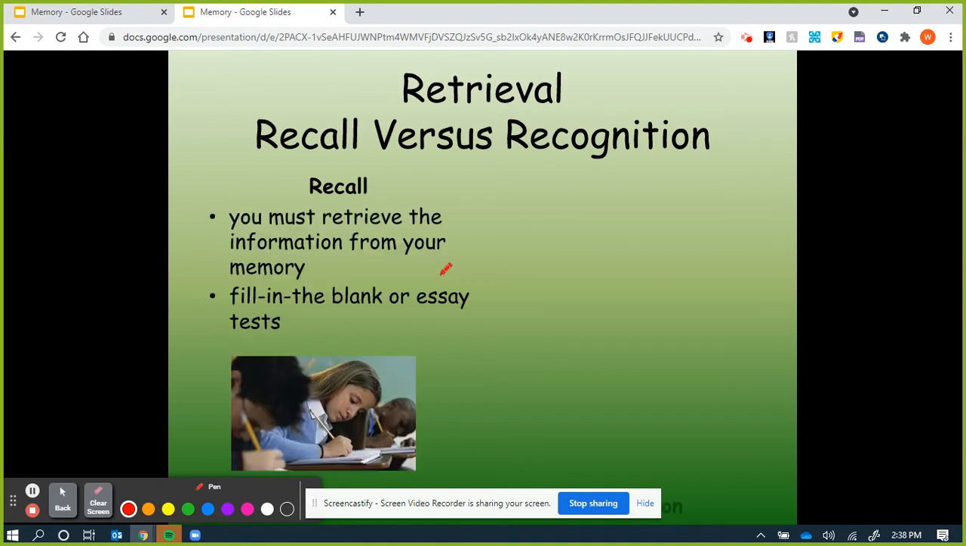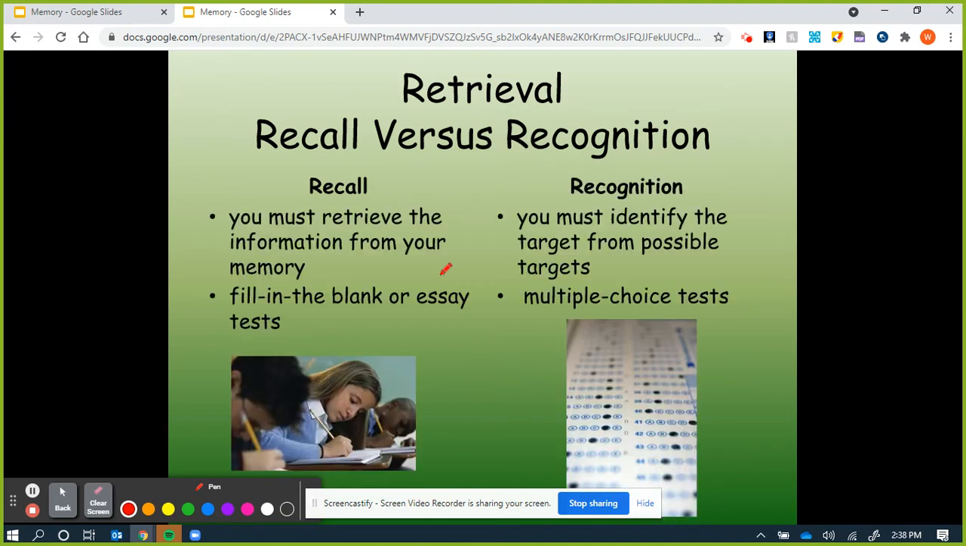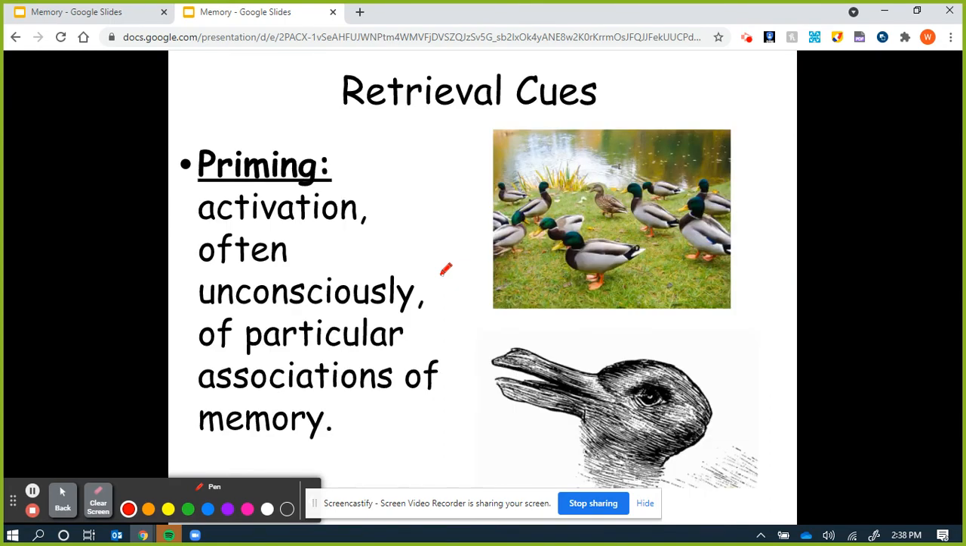All right, so we've already talked about those ways to retrieve. Another retrieval cue: one of the ways that we remember stuff is priming. Priming is when we make some sort of unconscious association between one thing and another. If I say one thing, it makes you think of something else.